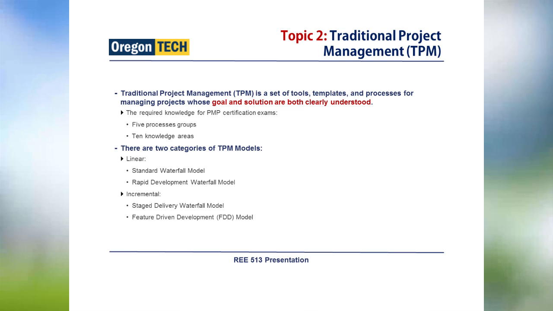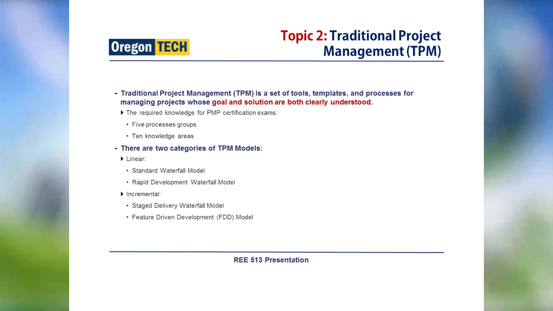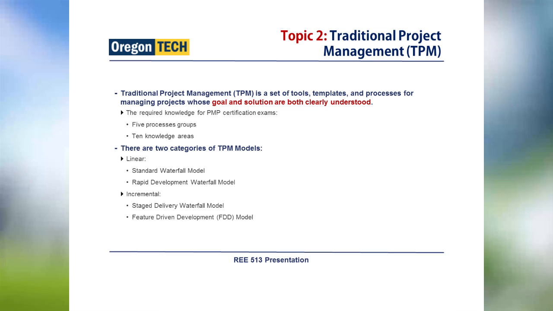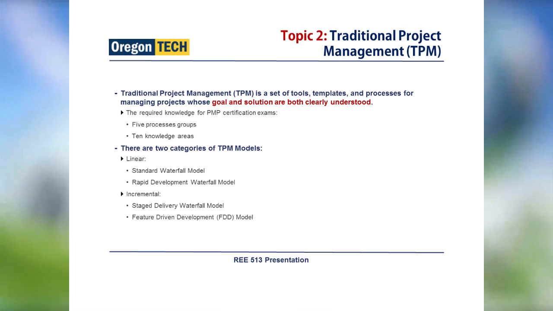There are two categories of traditional project management model, that is linear and incremental. In the linear model, we have a standard waterfall model and rapid development waterfall model. In the incremental type, we have staged delivery waterfall model and feature development model.